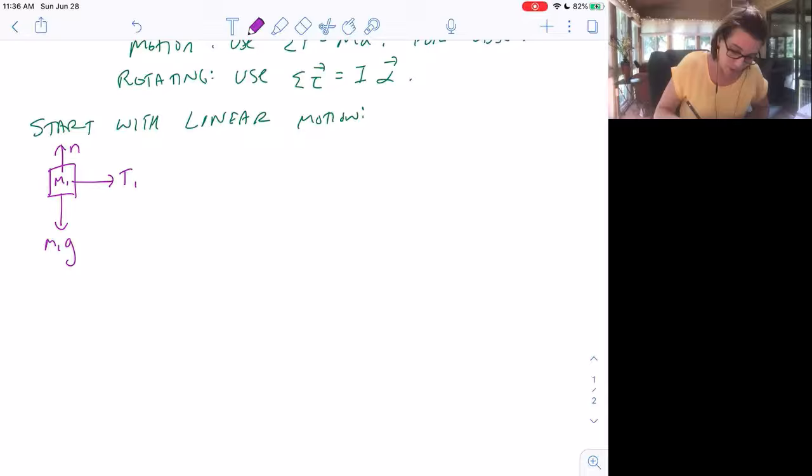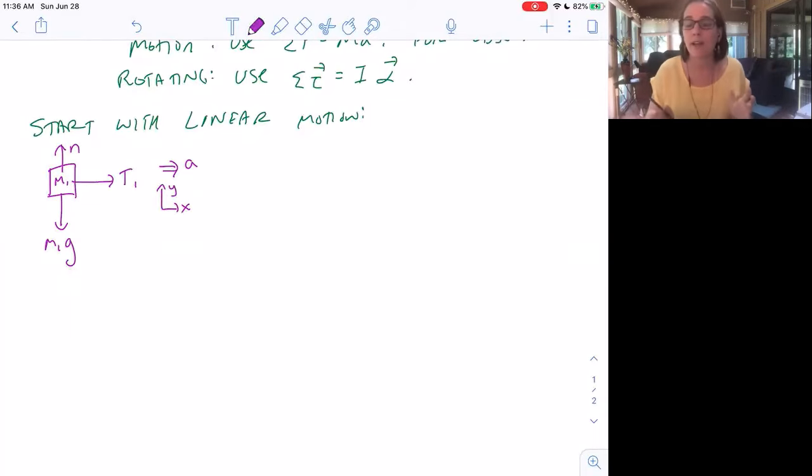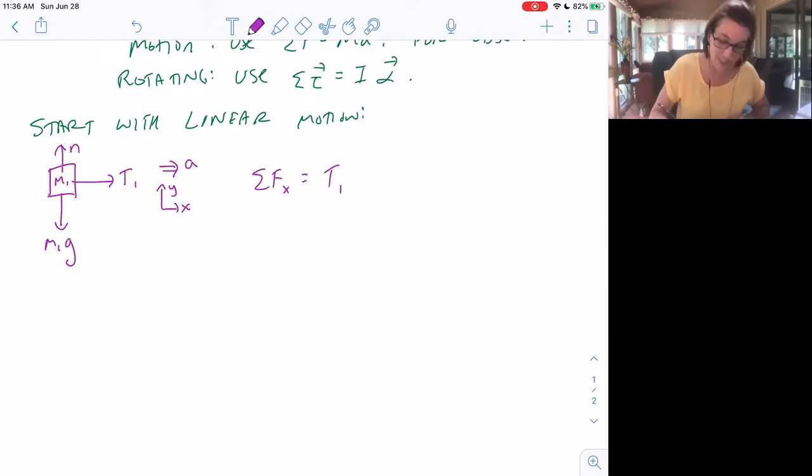And so remember with Newton's second law with linear motion, we want to draw the direction of the acceleration and define an axis. Once I do that, I'm able to write out my equation of motion very nicely. My sum of my individual forces in the x direction is simply T1, just one force, that's okay. And then step 3, set it equal to plus or minus ma. I can see the acceleration is in the positive x direction.